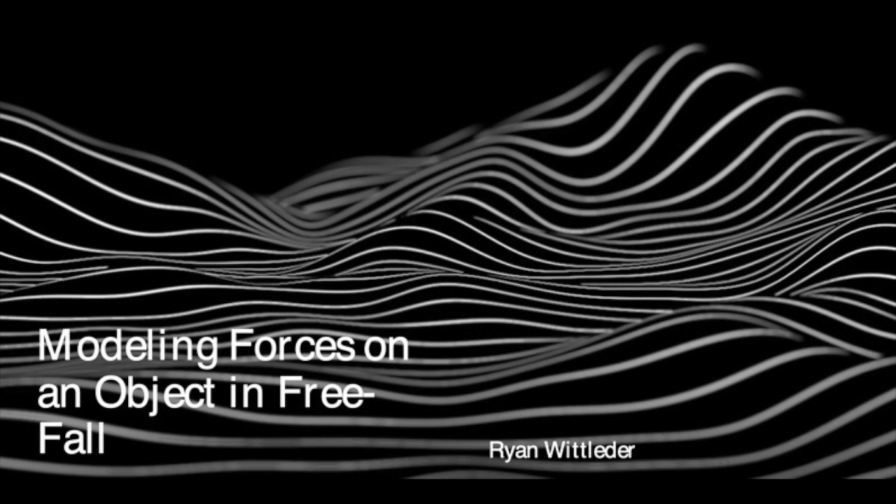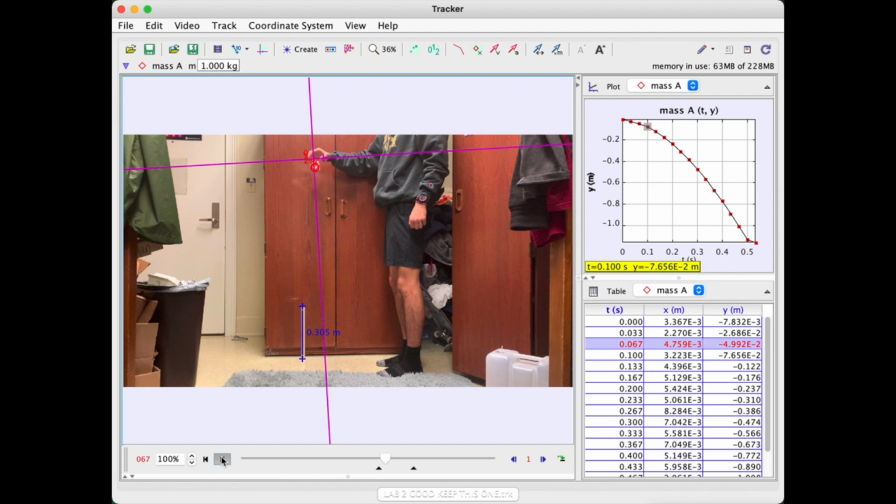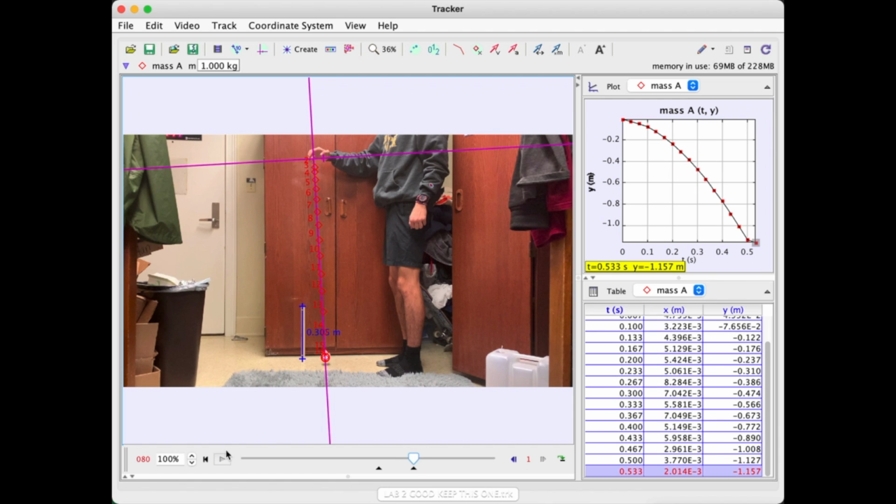Today I analyzed the motion of a crumpled paper ball as it fell straight down from rest. By utilizing the computer software Tracker, I charted the motion frame by frame, beginning just as I let go of the ball and ending just before the ball hit the ground.